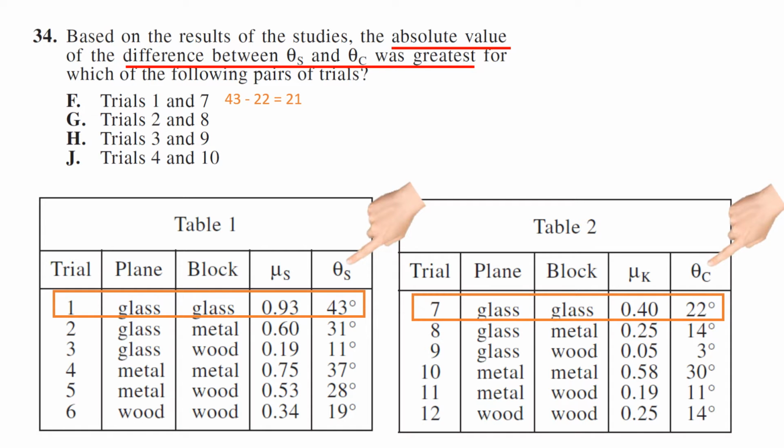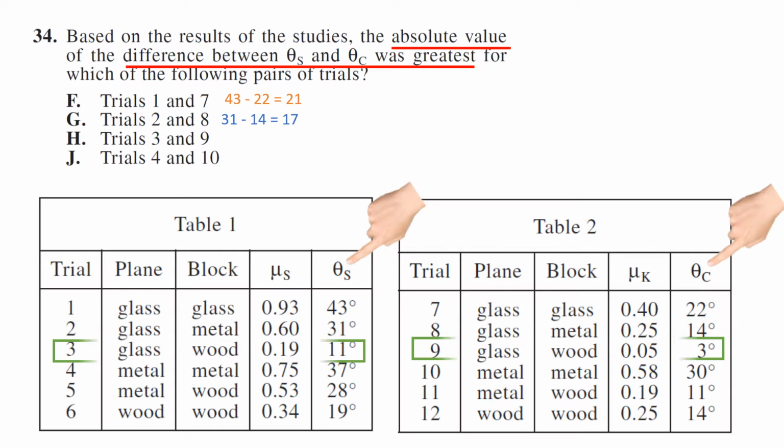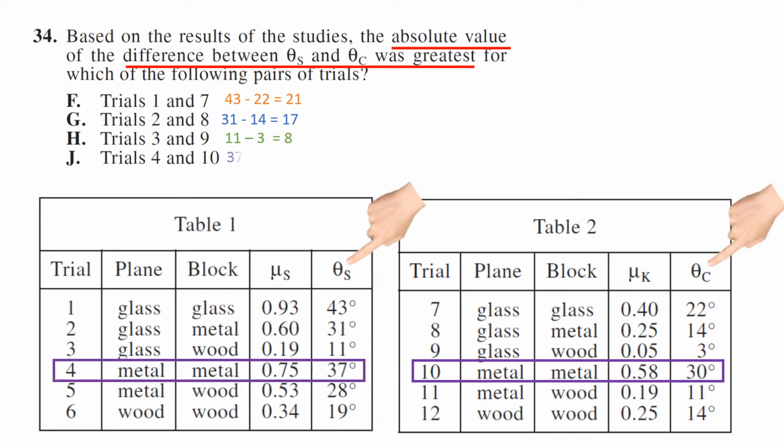So we have 43 minus 22. Absolute value, doesn't matter which one you put first, right? So it's going to be a positive no matter what. So it's 21. Trial 2, 31 minus 14 is 17. Trials 3 and 9 is going to be 11 minus 3. And trials 4 and 10 will be 37 minus 30. So the greatest value is 21, choice F.